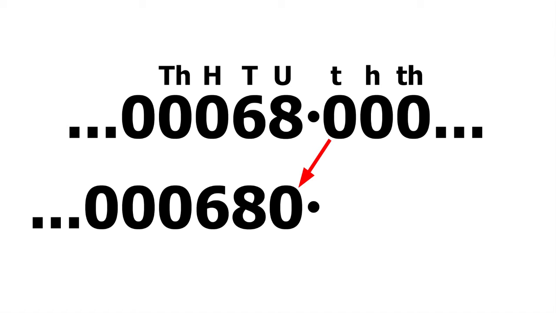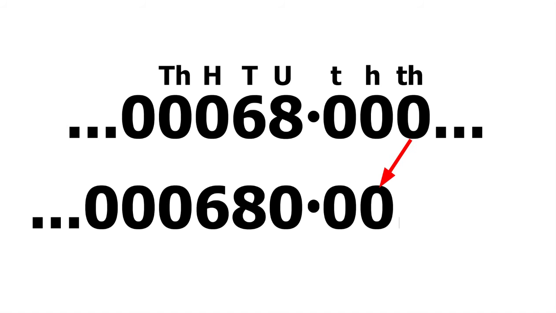Now we can put in all the other zeros because they all move to the left one place too. And again, I'm going to use 3 dots to show that these go on forever and ever to the right. When reading this answer, of course, we would just say that 68 multiplied by 10 is 680.